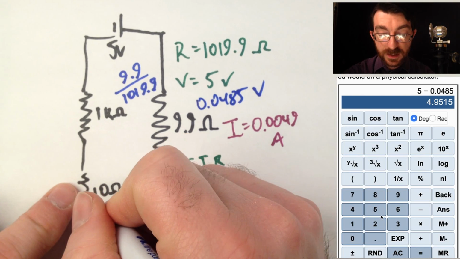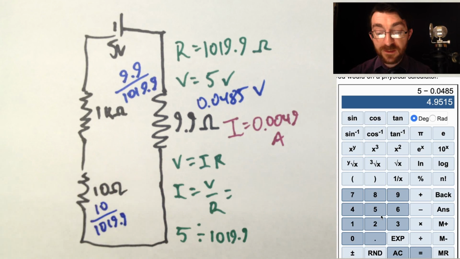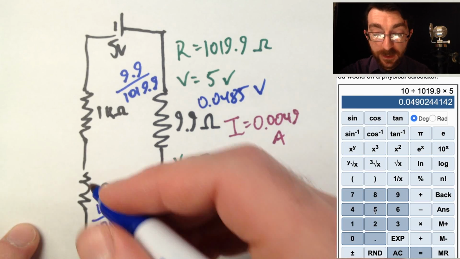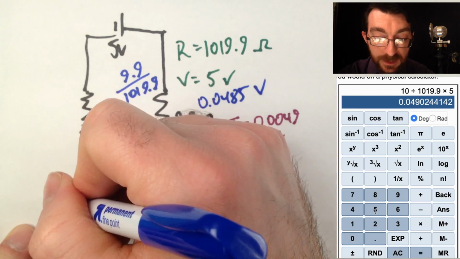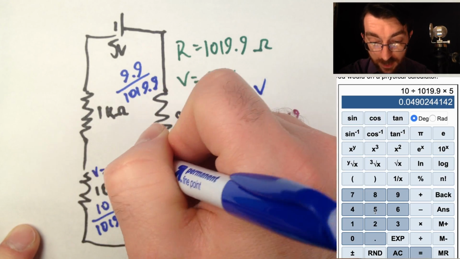Okay, how much of the voltage is lost here? Again, this resistor has 10 out of 1019.9 of the entire circuit's resistance. 10 divided by 1019.9, it's almost exactly the same. It's 0.0098. Let's multiply that by 5, and now we drop 0.0490. So the voltage drop here is going to be 0.049.